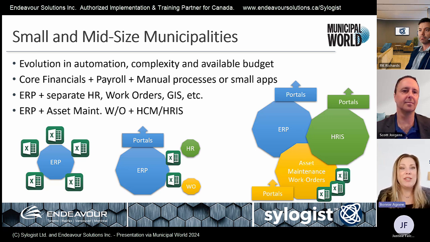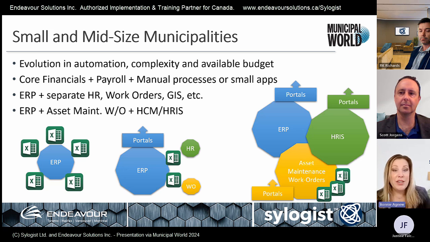So here in this mid-market with small and mid-sized municipalities, where are you today? You may be sitting at that table with your ERP with a lot of Excel. And as you're undergoing this evolution in automation and complexity and looking at your available budget, you may start pulling in those integrations or connections with HR or work order management, and then having those portals. And then as you continue to evolve on your journey, you may look at your ERP, your HR management, your asset and maintenance work orders as 3 different solutions that are connected with these portals. You're still going to use Excel, and that's great. You're not going to waste those skills that you've been developing for so many years, but there will be so much more automation and technology working in your favor.